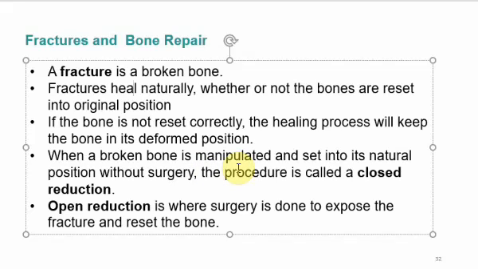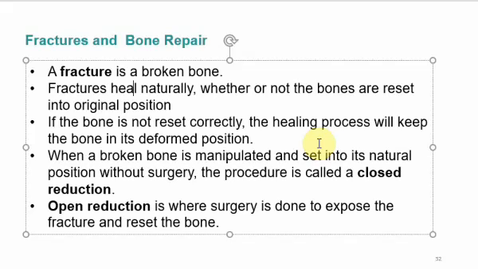Now, when doctors manipulate bones so as to set them into their natural position without surgery, we call that process closed reduction. That is, maybe if my arm is broken, I've got the ulna and the radius broken. The doctors may have to pull the bones apart and then return them into position so gently that the broken bones are able to hook into each other appropriately, without having to cut through my skin. That process is what we call closed reduction.